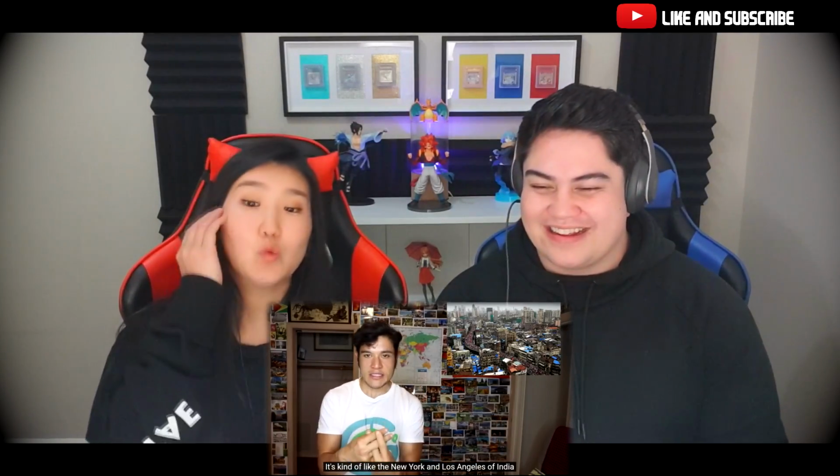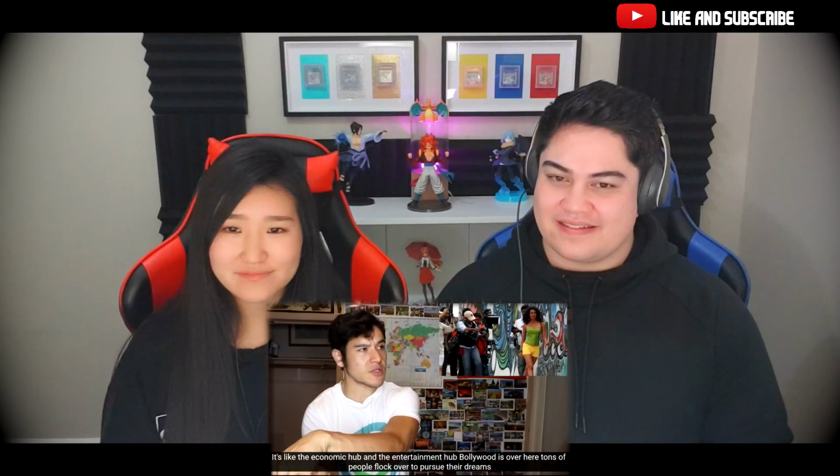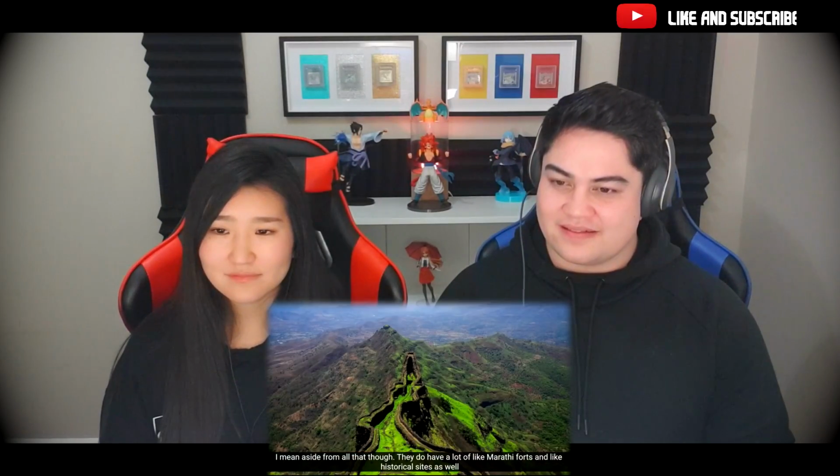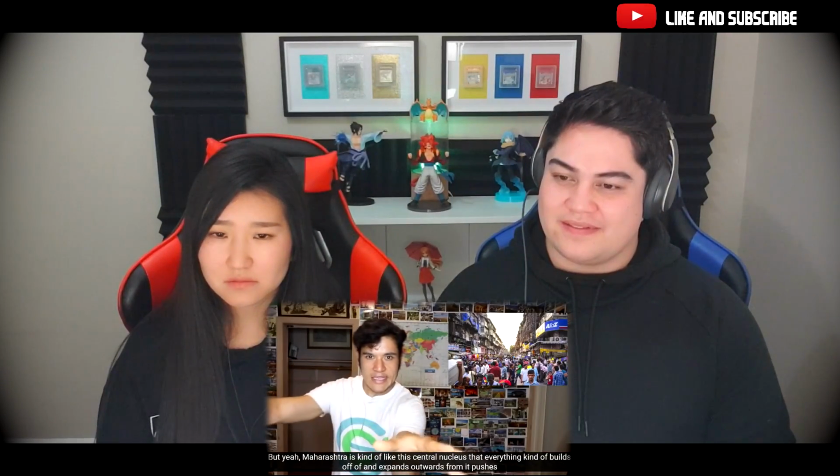Maharashtra, capital Mumbai. This is the richest state and the second most populous, third largest in area. Everyone in the world's heard of Mumbai. It's like the New York, the Los Angeles of India. It's the economic hub and the entertainment hub. Bollywood is over here. Tons of people flock over to pursue their dreams. Aside from all that though, they do have a lot of Marathi forts and historical sites as well. But yeah, Maharashtra is kind of like the central nucleus that everything builds off of and expands outwards from. It pushes India forward.